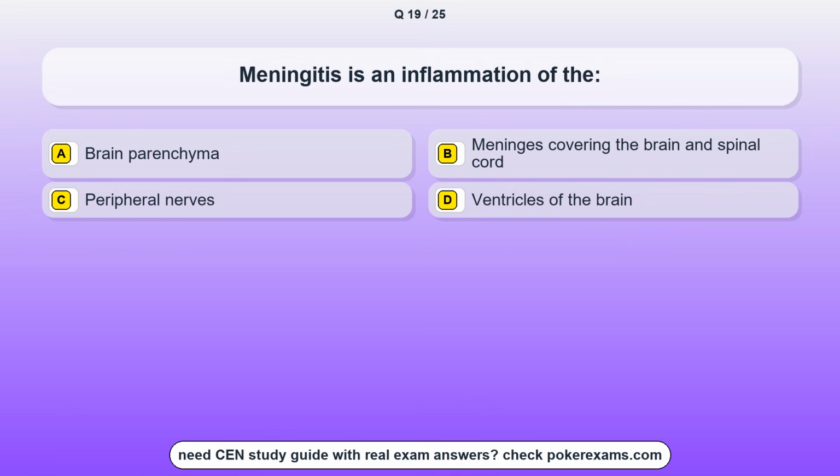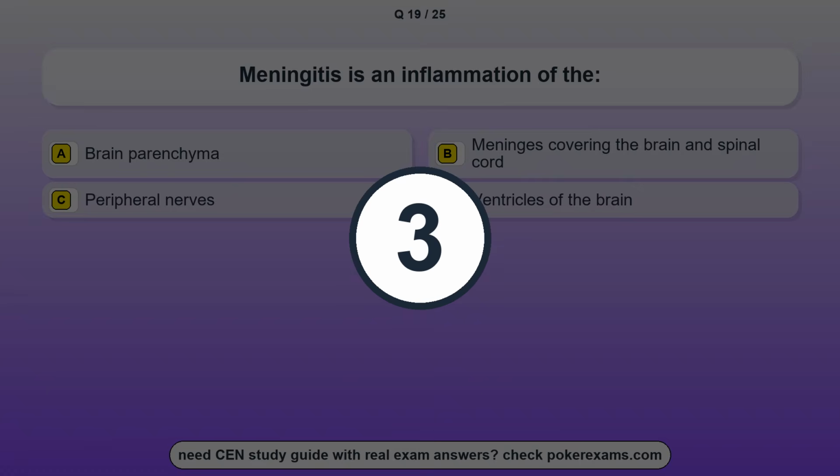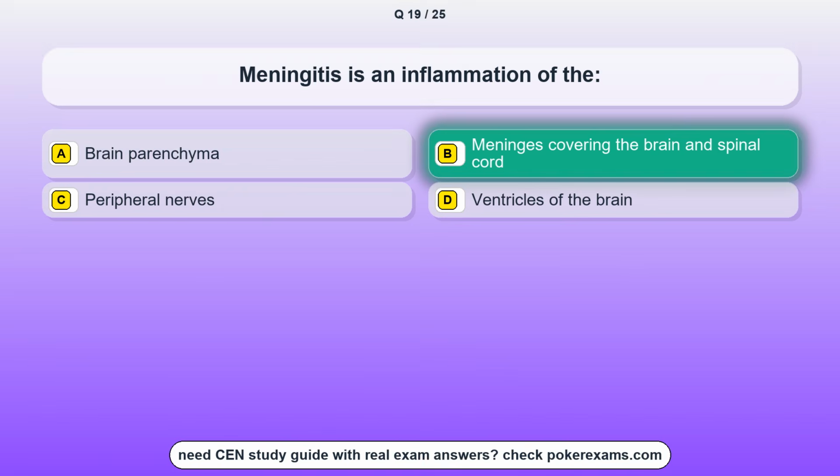Question 19. Meningitis is an inflammation of the: option A, brain parenchyma. Option B, meninges covering the brain and spinal cord. Option C, peripheral nerves. Option D, ventricles of the brain. The correct answer is option B, meninges covering the brain and spinal cord.